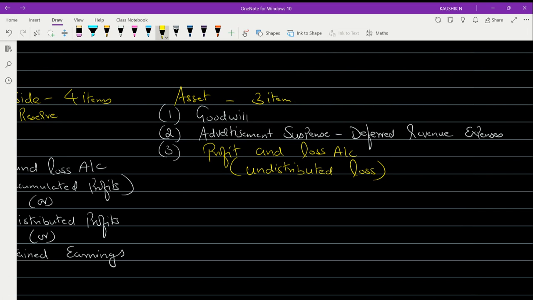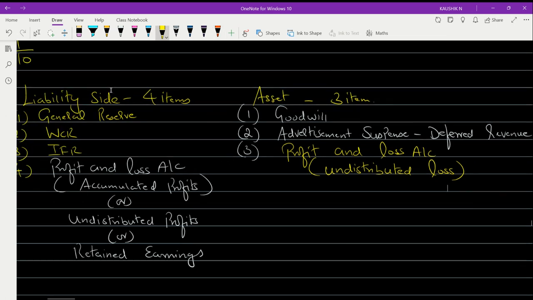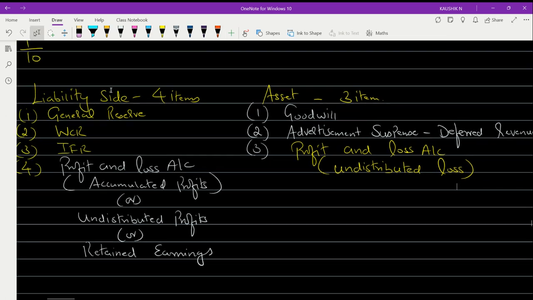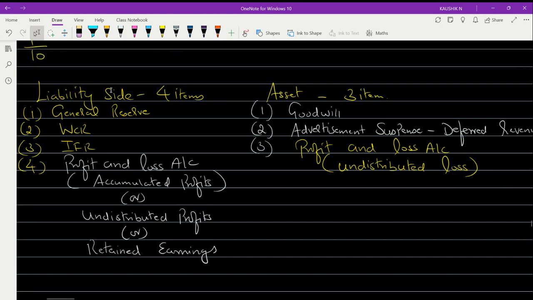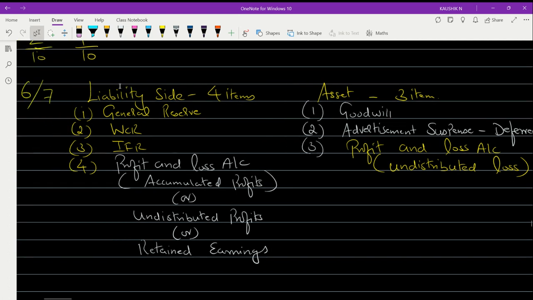Now, for this item alone I have used two different colors: for the liability side I used white color, and over here yellow color. The reason is this one item might appear either on the asset side or on the liability side, because we will get either profit or loss as a result. We won't have both at the same time in the balance sheet. So either you may have profit or you may have loss. That's why I said six out of seven items.